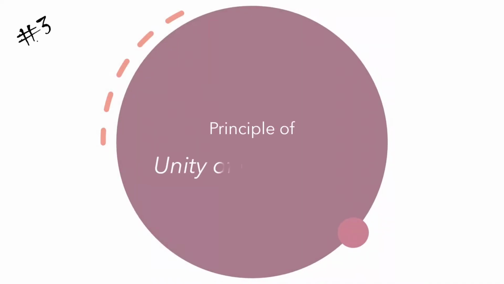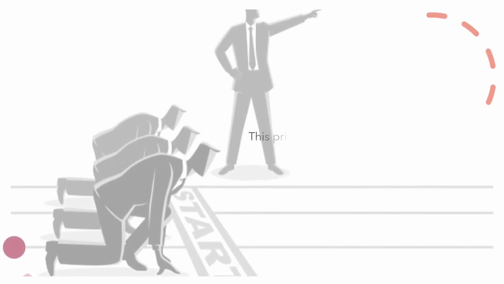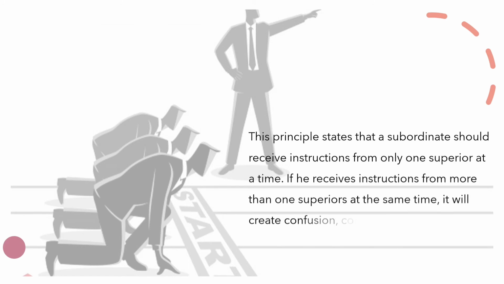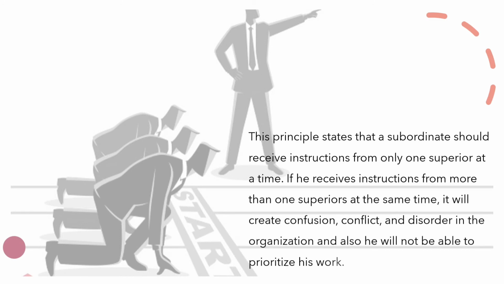Principle of unity of command. This principle states that a subordinate should receive instructions from only one superior at a time. If he receives instructions from more than one superior at the same time, it will create confusion, conflict, and disorder in the organization, and also he will not be able to prioritize his work.